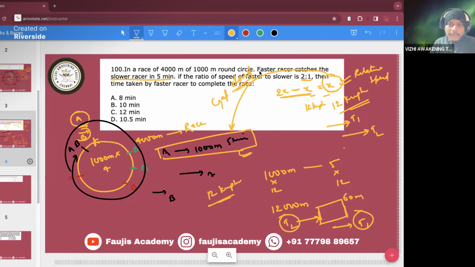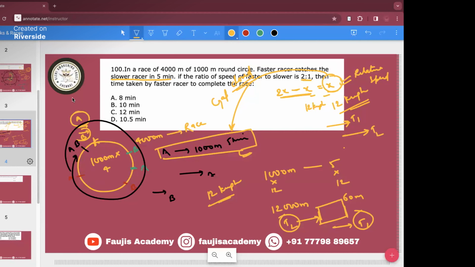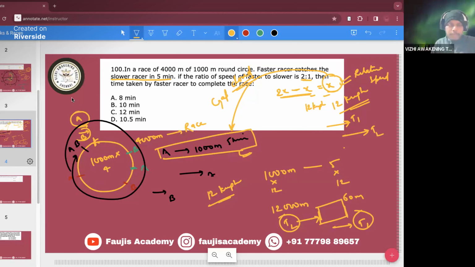From the question, they have also given that the faster racer catches the slower racer in 5 minutes. If they catch up, what does that mean? Let's say me and you are running in a circular fashion, and you are running faster than me. You started running with me, and you'll obviously get ahead of me. Then when you come and cross me, at that point of time you would have completed one extra lap than me, no? Wherever that point may be.